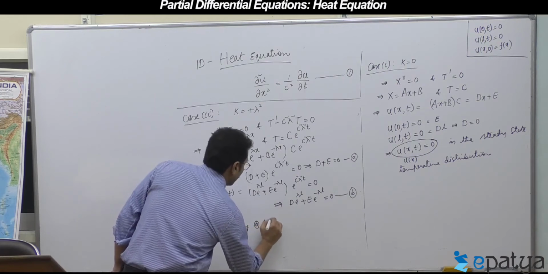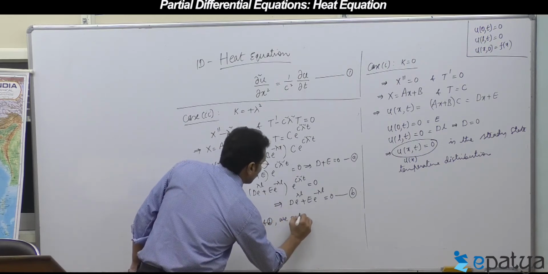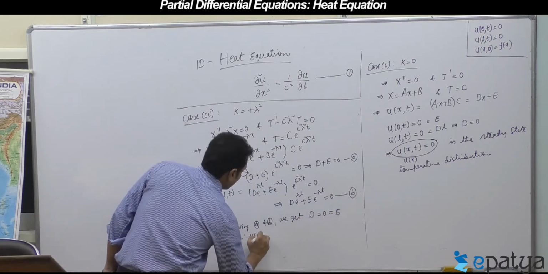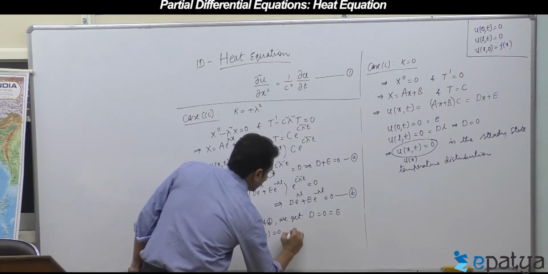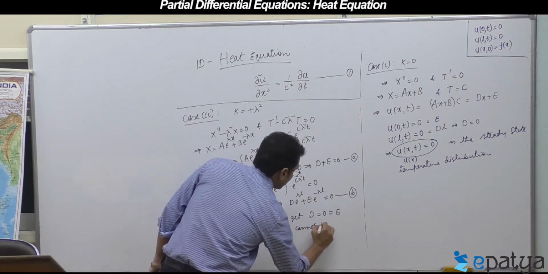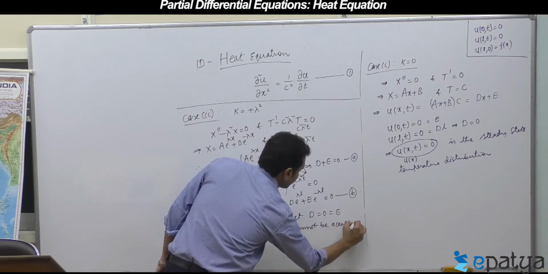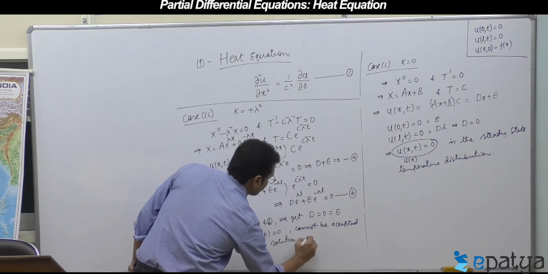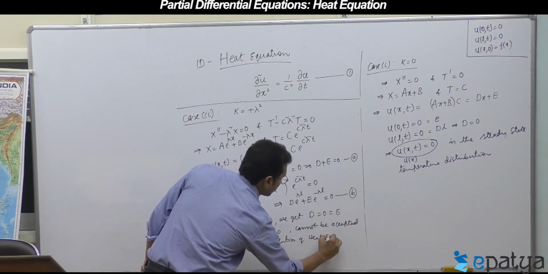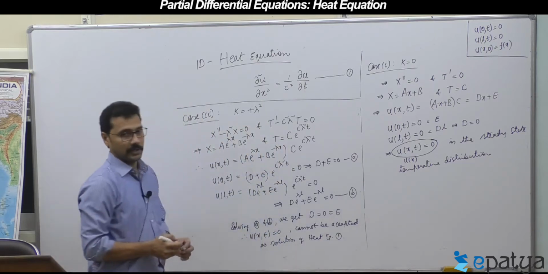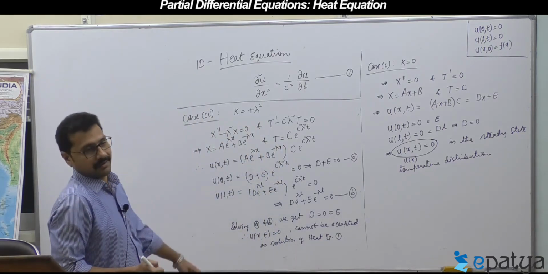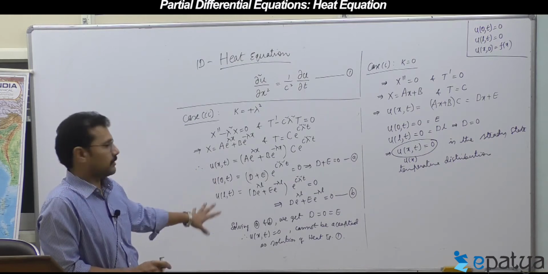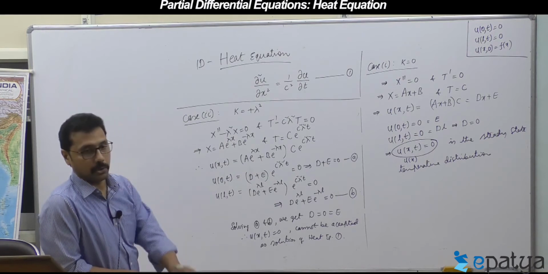Solving A and B, what do we get? D is 0, E is 0. Therefore, u of x comma t equal to 0 cannot be accepted as a solution of heat equation 1, because it does not even reflect steady state or even transient state. Both the states it could not reflect, therefore this cannot be accepted, and you can take a note after this.